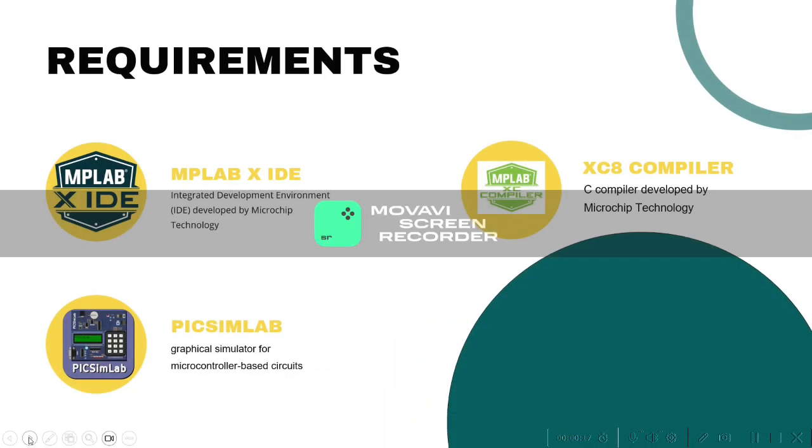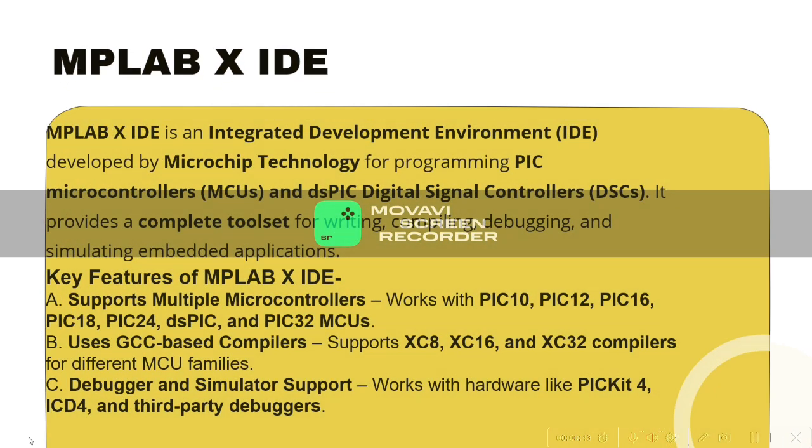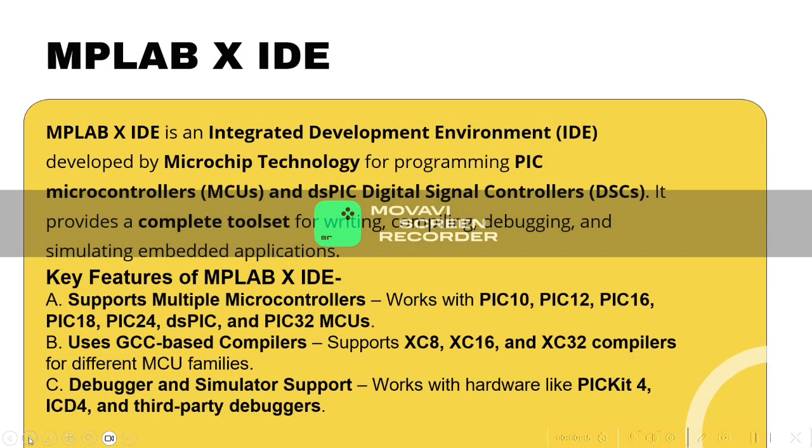In this project, we used three tools. The first is MPLAB X IDE, which is an integrated development environment developed by Microchip Technology. Second, we used the XC8 compiler, which is also a C compiler developed by Microchip Technology. Our third required tool is PICSIM LAB. PICSIM LAB is a graphical simulator for microcontroller-based circuits. Now we will discuss each tool in detail.